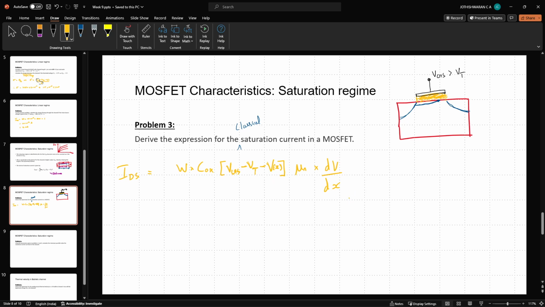Okay. So now to go further with our derivation, we are going to assume two things. First, we are going to assume mu n is a constant across the channel. This is actually not true, because mobility depends on the environment in which the electrons are present, so it will depend upon the local potential also. However, we are assuming that this is constant for the sake of simplicity, just to get a feel for the results.